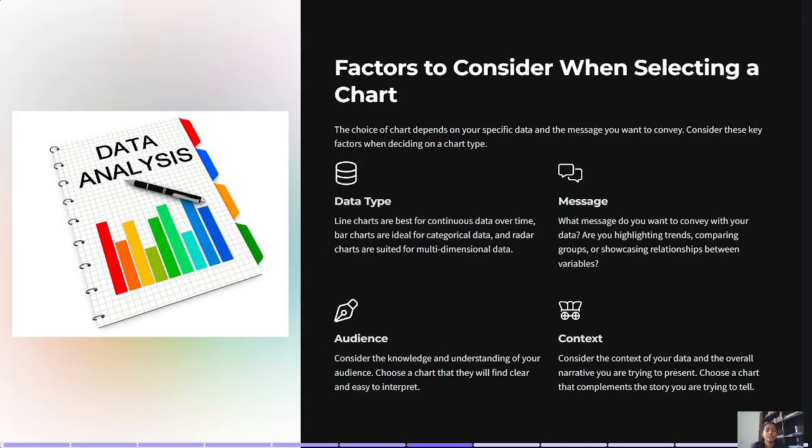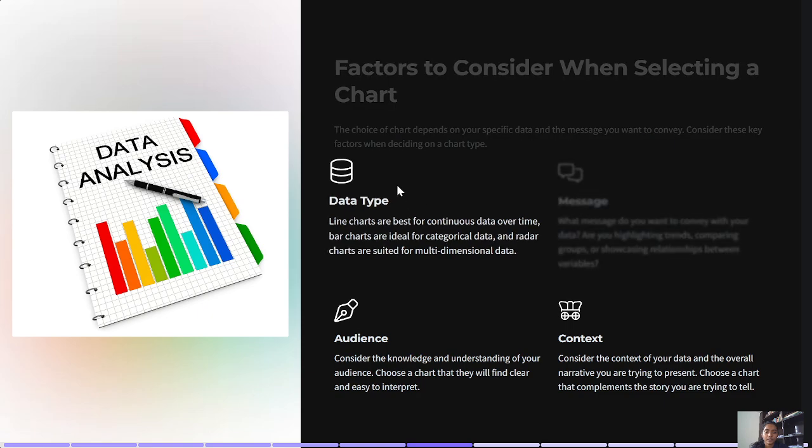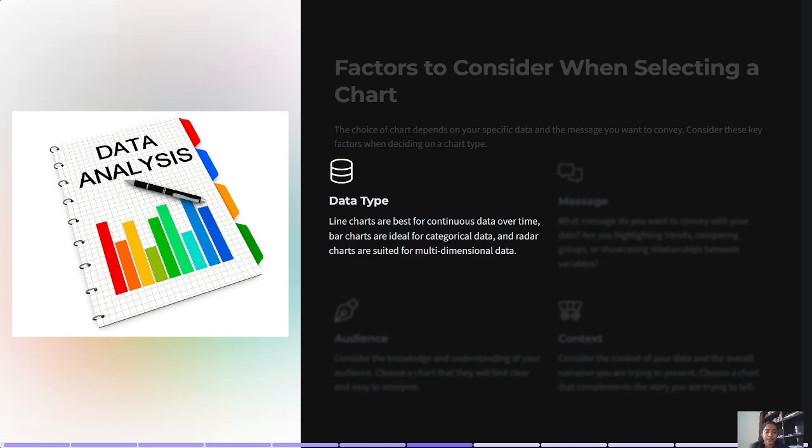Coming to the factors to consider when selecting a chart. The choice of chart depends on your specific data and the message you want to convey. Consider these key factors when deciding on a chart. First one is data type. Line charts are best for continuous data over time. Bar charts are ideal for categorical data, and radar charts are suited for multi-dimensional data.